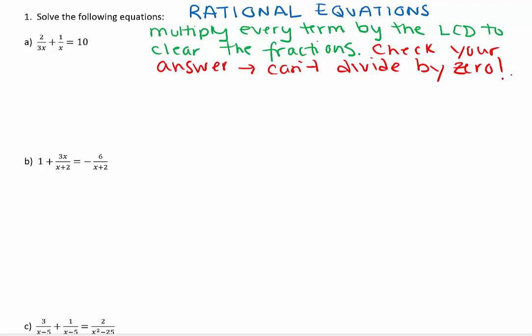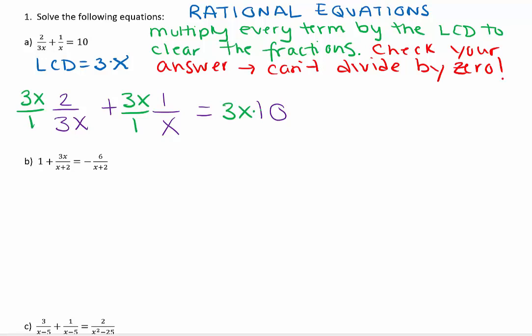Example 1a. I have denominators of 3x and x, so my LCD has to be 3 times x. So I'm going to take the equation that was given to me and multiply every single term, all 3 terms, by that LCD. Multiplying by the LCD allows me to cancel out those denominators. In the first term, the 3x's cancel, and we're left with a 2. In the second term, the x's cancel, we're left with a 3. And finally, 3x times 10 is 30x.